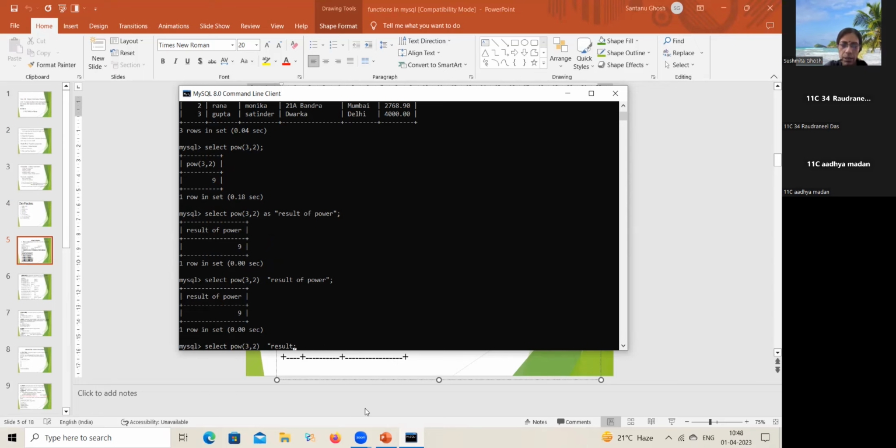As ke saath aliasing. Why I call it aliasing? It's like the second name, na? So just a new name given to this heading. Otherwise, वो actual formula दिखा देगा. So with as, without as, with quotes and without quotes. But without quotes, my single word will be allowed, obviously, not multiple words. Right? Keep it in mind. So this is one thing.